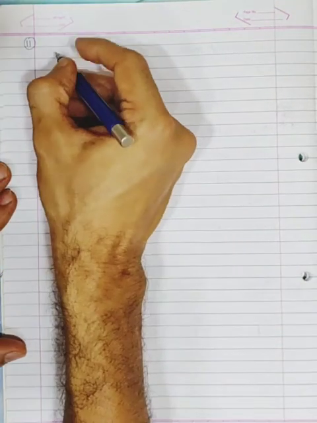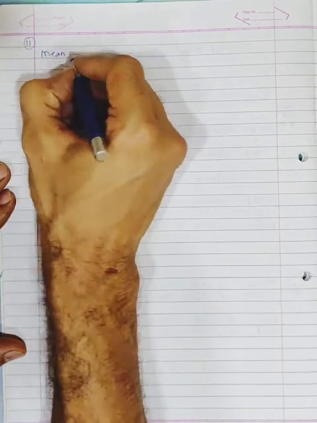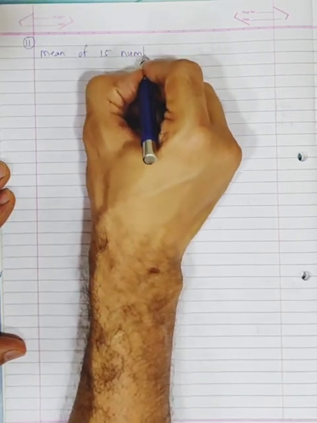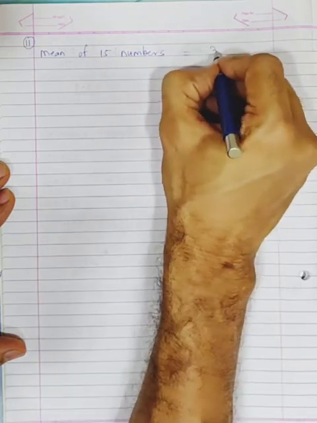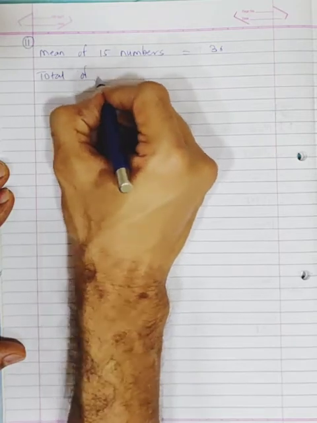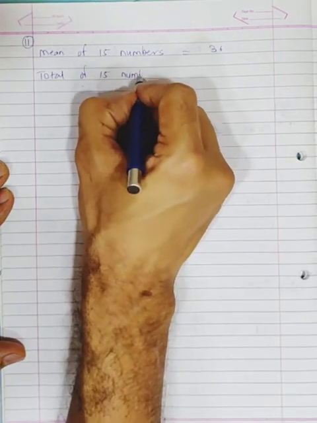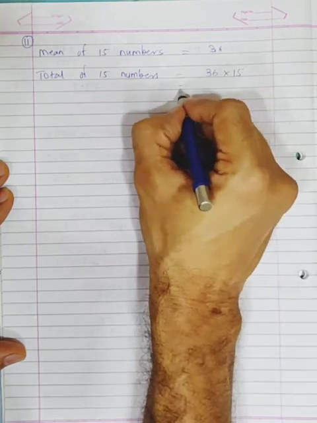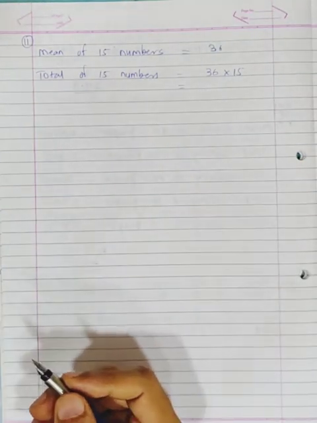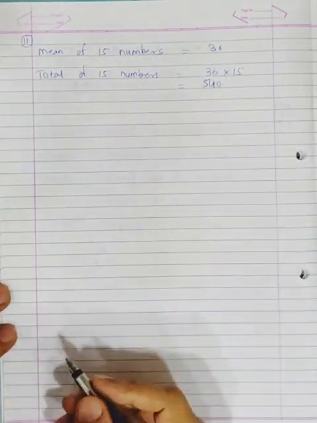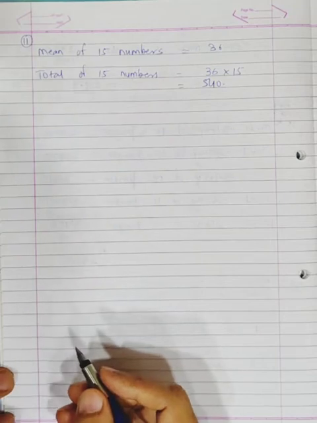So see, again the logic is the same in this problem also. First you are given what? Mean of 15 numbers is equal to 36. Then total of 15 numbers is equal to 36 into 15. 15 fours are 60. 60 into 9, 540. So 540. Now this is the total of 15 numbers.